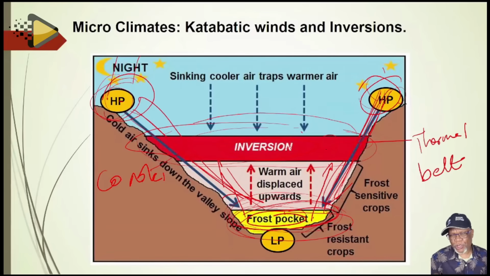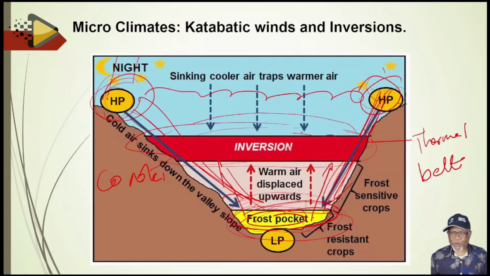And then the warm air that was there is going to move, but it cannot move completely out of the valley because the air above it is also colder. So it's stuck in the middle of the valley, forming what we call the thermal belt. And because the warm air is found above the cold air, what do you call that process? We call that process temperature inversion. What is temperature inversion? It is the increase of temperature with height.